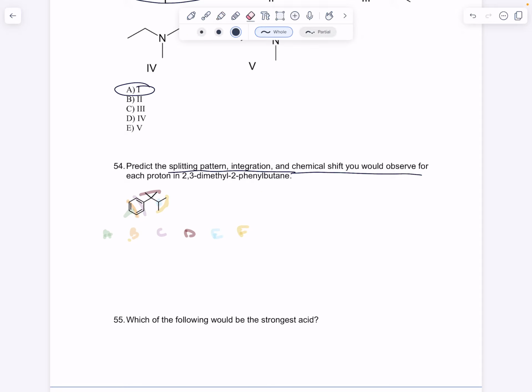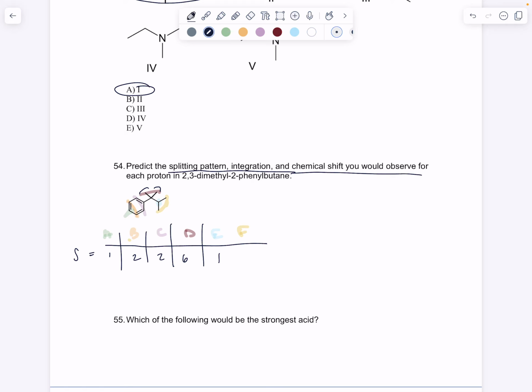So for each of these, I'm going to think about what they would integrate to. So we'll start with their integral. There's 1 hydrogen here. There are 2 hydrogens here. 2 hydrogens here. 1, 2, 3, 4, 5, 6 hydrogens here. 1 hydrogen there, and 6 hydrogens here.